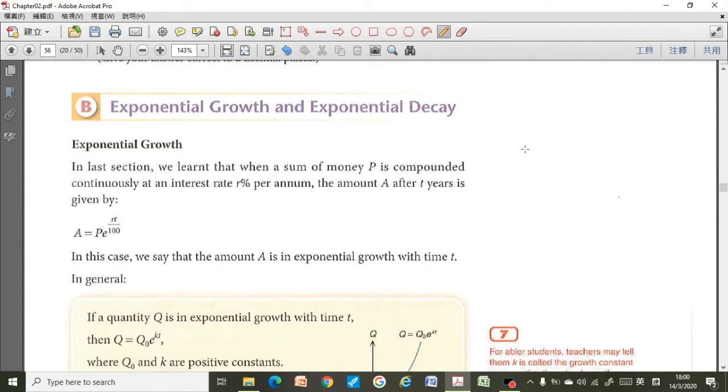This section we are talking about the application of exponential growth and exponential decay.